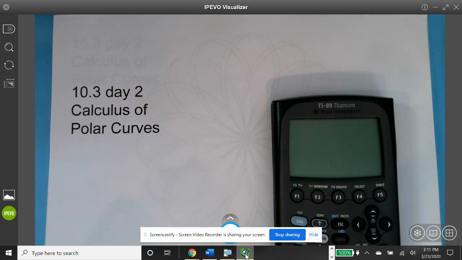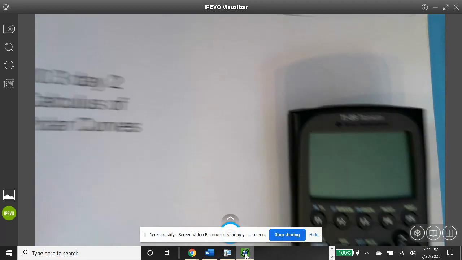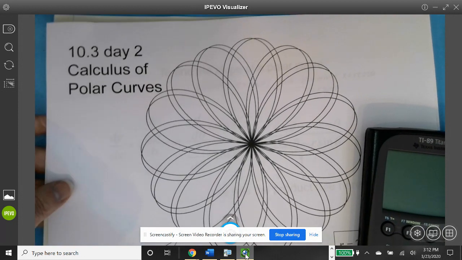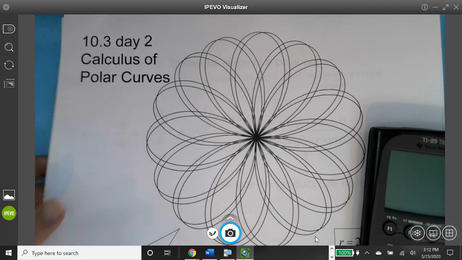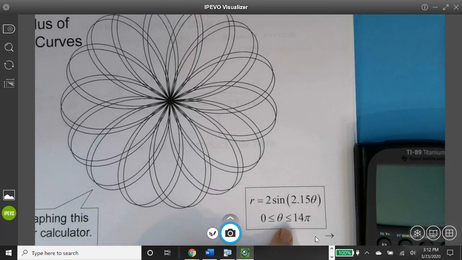Right, this is the very last BC lesson, and we're going to talk about the calculus of polar curves. The very first thing I want you to do for fun is graph this wild and crazy polar curve. It has an equation that is this equation.